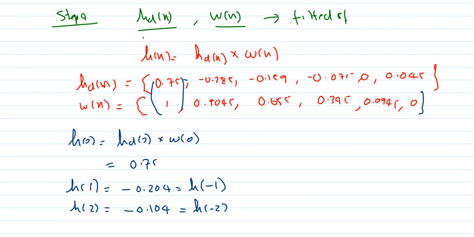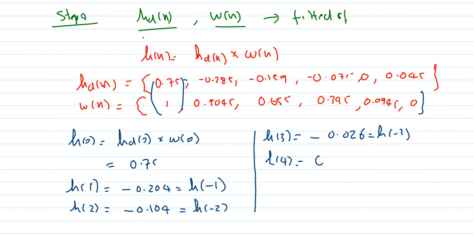Similarly, I can find H of 3. H of 3 is the product of these two. It comes to minus 0.026. This is equal to H of minus 3. H of 4 is 0, and that is equal to H of minus 4. Again here you have a 0, so H of 5 is again 0, which is equal to H of minus 5. Now we have calculated the filter coefficients.